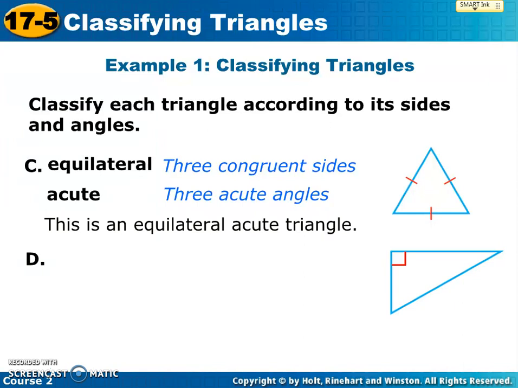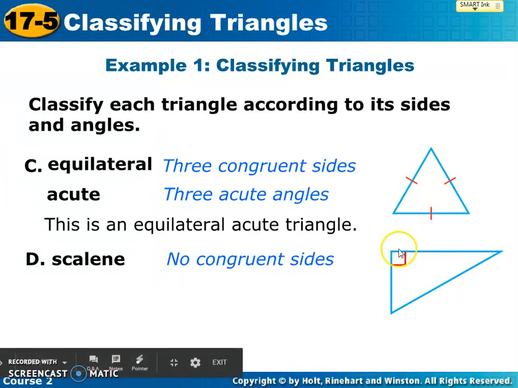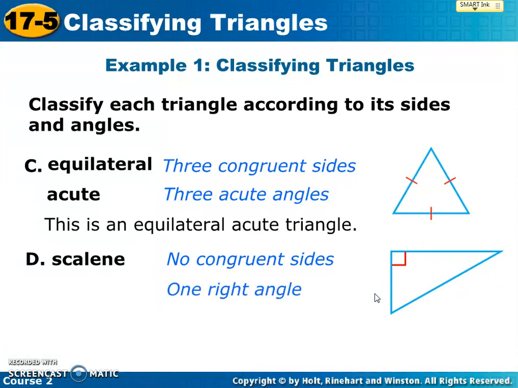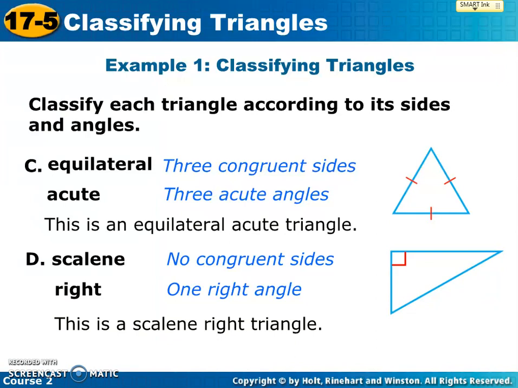And finally, the last one, we have no tick marks on our triangle. With no tick marks, that's an automatic indication that there are no congruent sides. No congruent sides means that it's scalene. And because we do have the symbol again in the corner, that means it's a right triangle. So therefore we have a scalene right triangle.